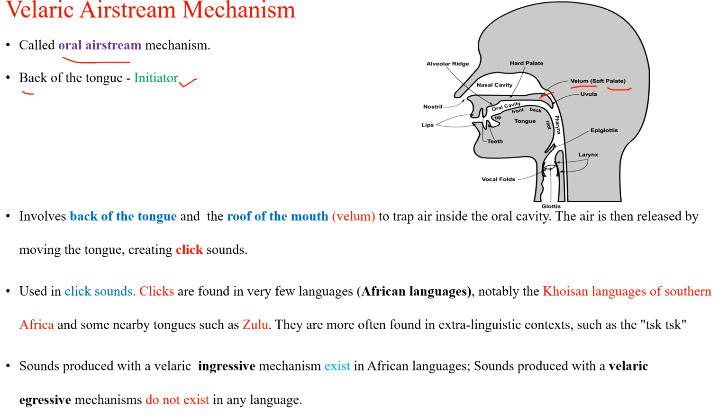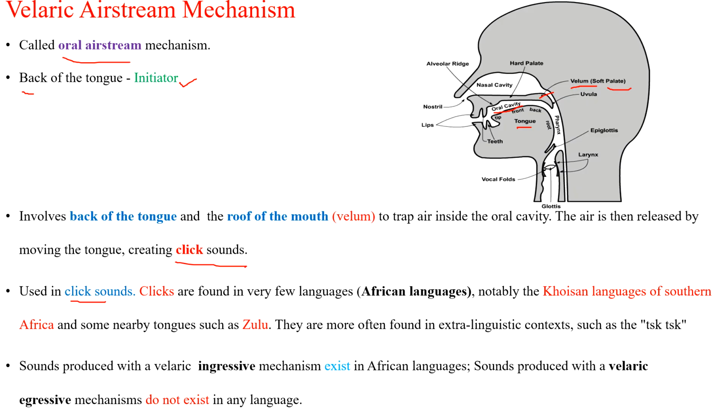So the air is trapped inside the oral cavity. This is the mouth, this is called the oral cavity. When the air is released by moving the tongue, it creates click sounds. So the velaric airstream mechanism is used in producing click sounds.